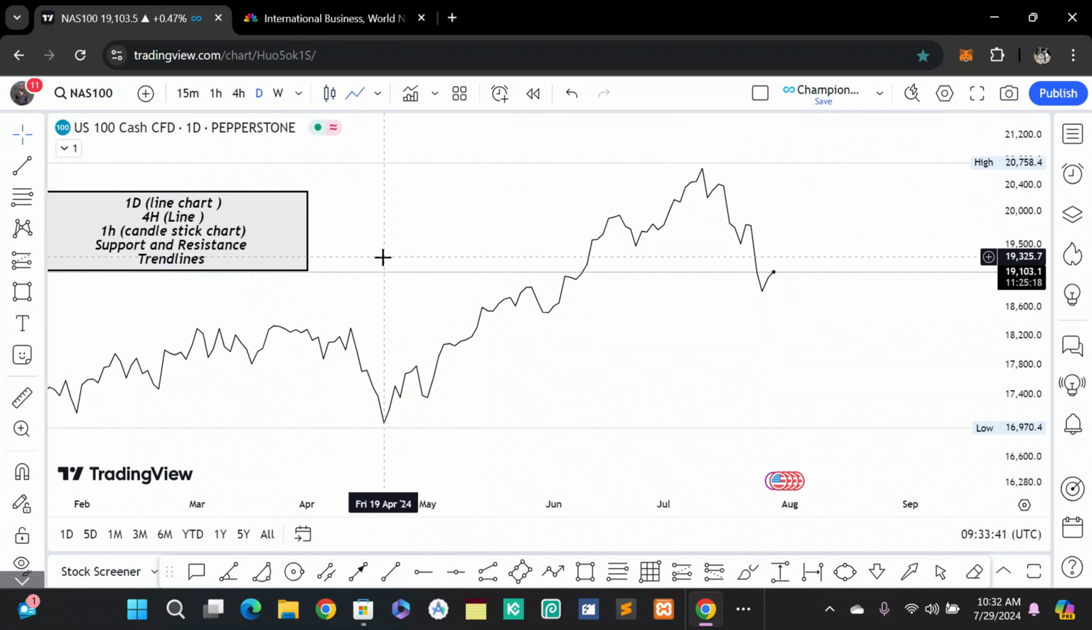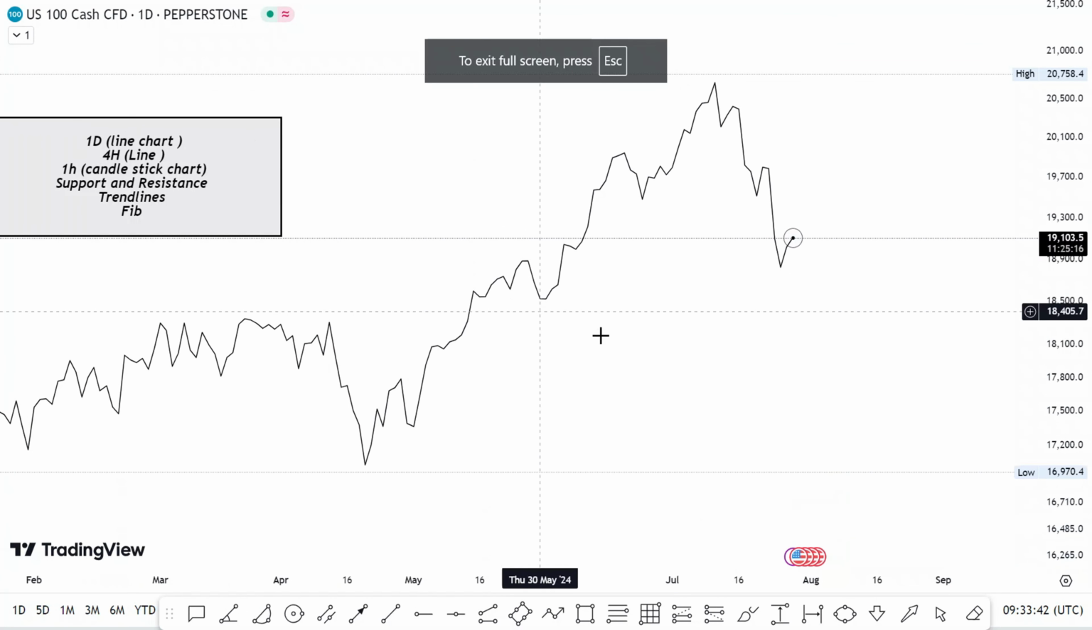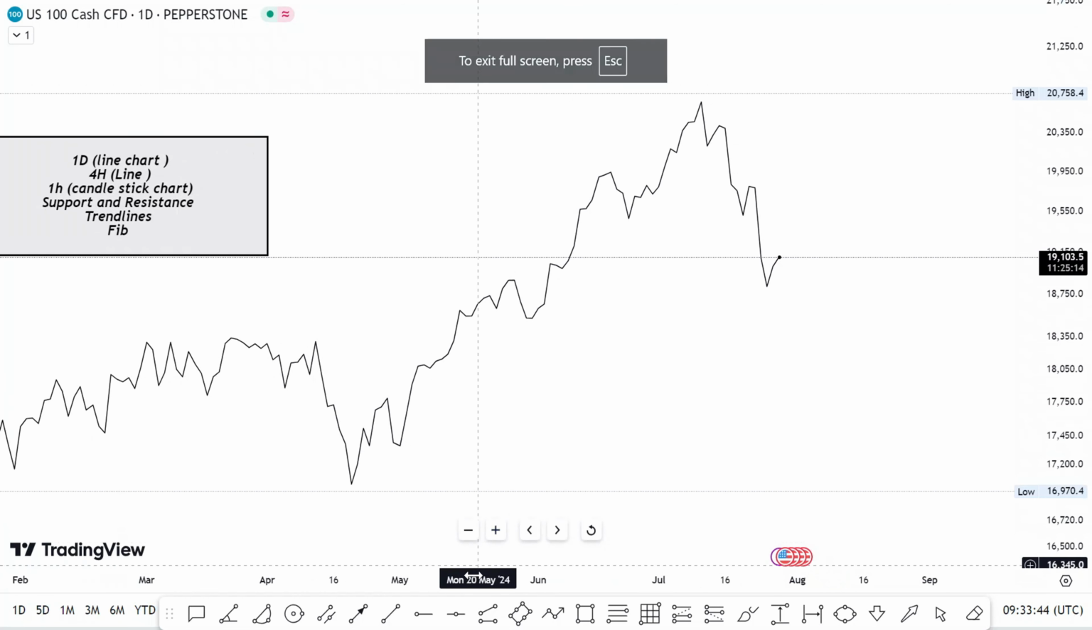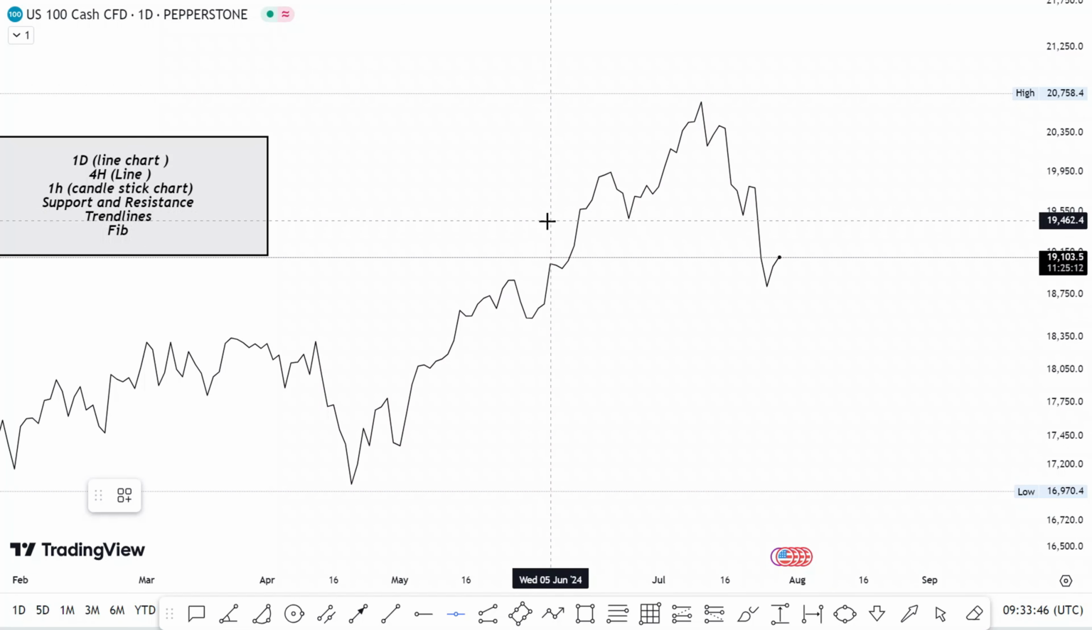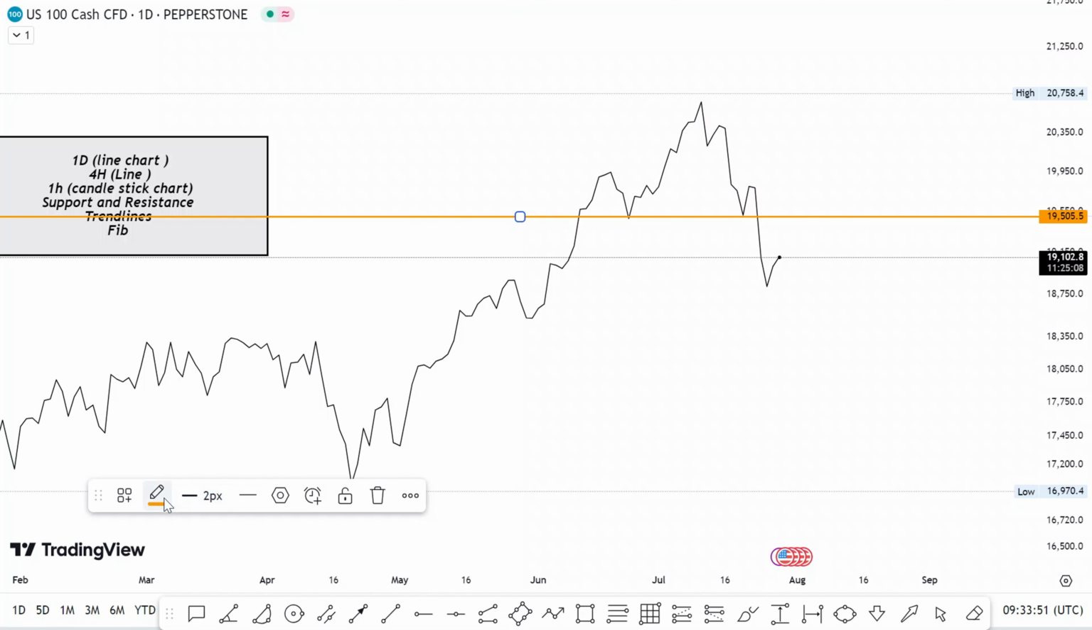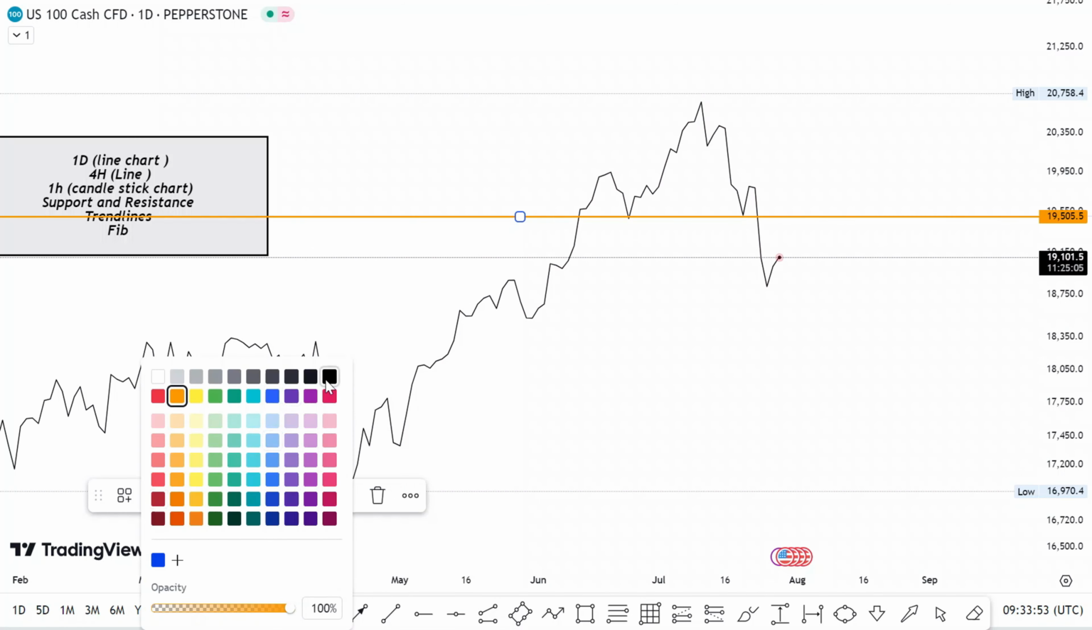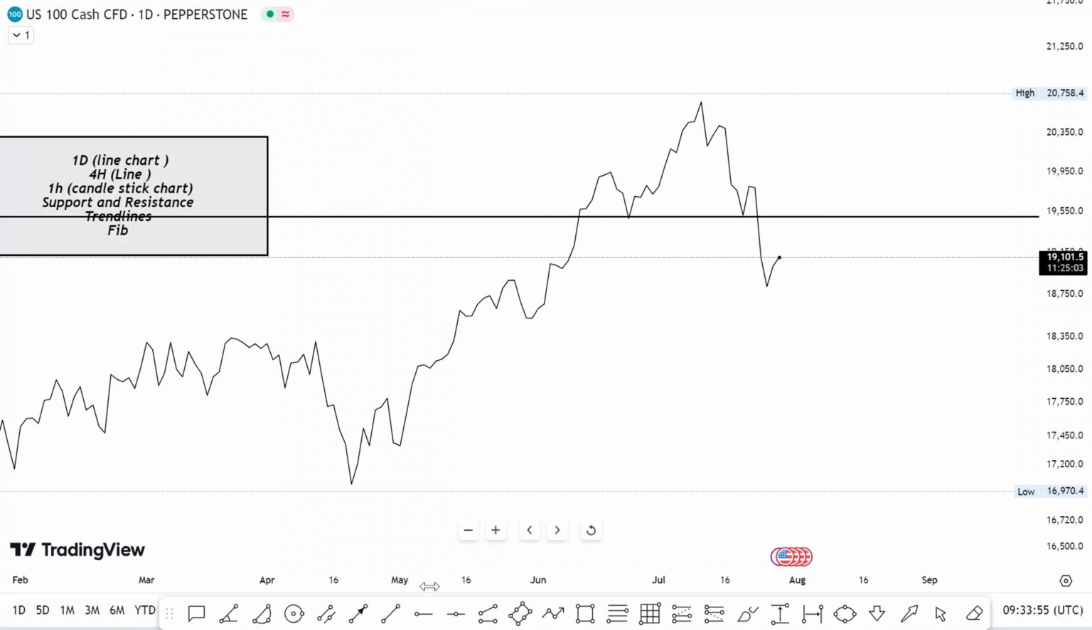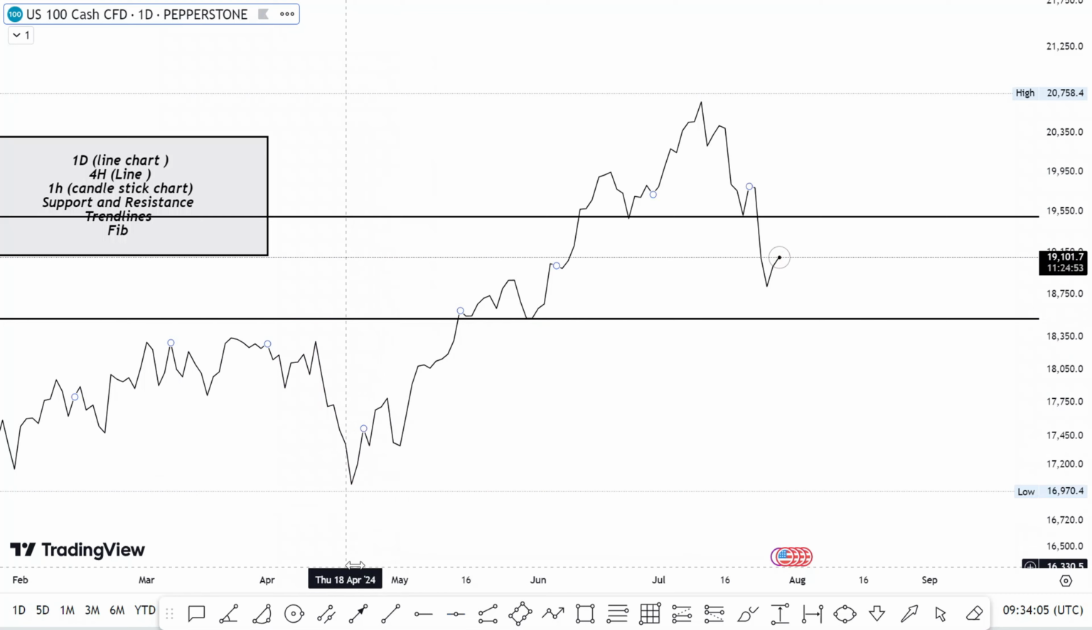So just like I said, we are in the daily time frame. I will go to the line chart. Remember, in the daily time frame, we use the line chart. Now in the daily time frame, we will need to look for support and resistance. The color for the daily, I'm going to change to black. We'll just look for support and resistance levels. Okay, I'll put this one here.